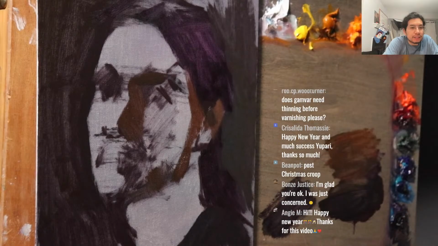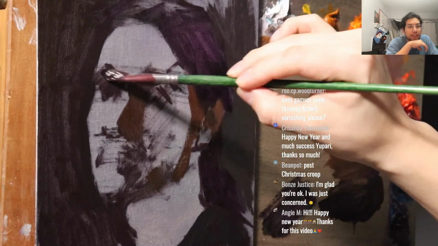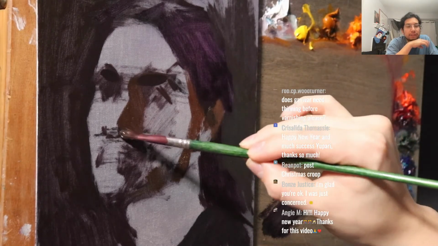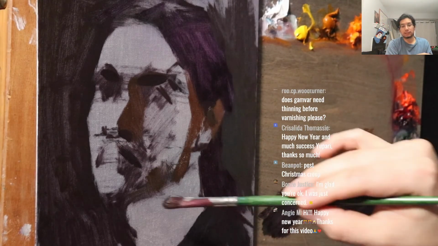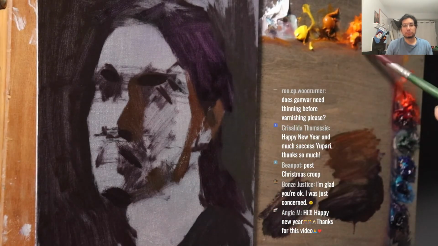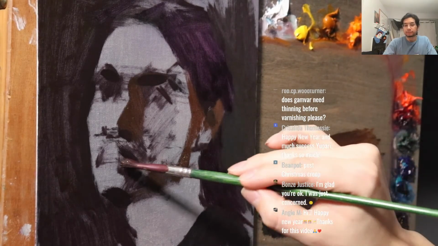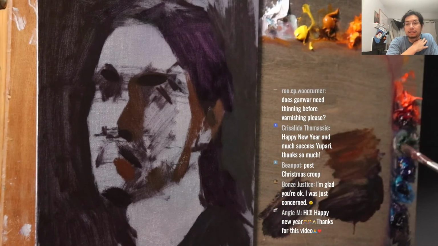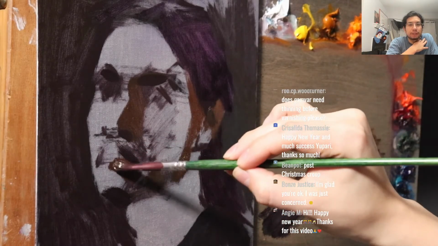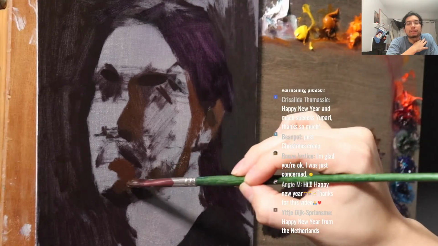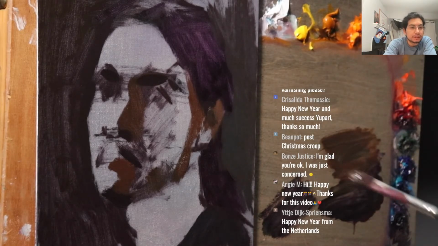So Rob CP, does Gamvar need thinning before varnishing? No, no, no, no. Gamvar, you can apply that straight. You don't need to thin it out with anything. It's made for you to apply straight on. Gamvar is nice because it is a varnish that is completely removable with Gamsol, I believe that's what they say it is. And you can apply it while the painting is touch dry. So if you let it dry for about 2 weeks or so, it's touch dry if you're using traditional oil paints. So that is faster than having to wait the full 6 months with a Dammar varnish.